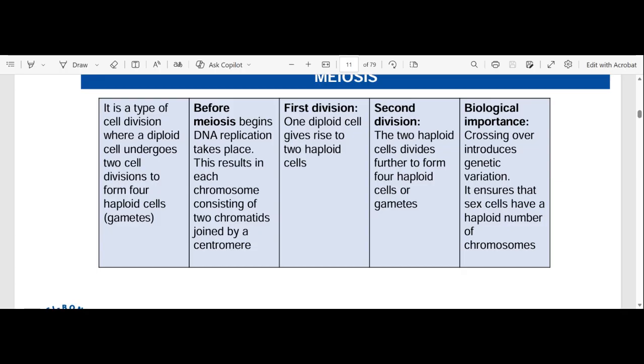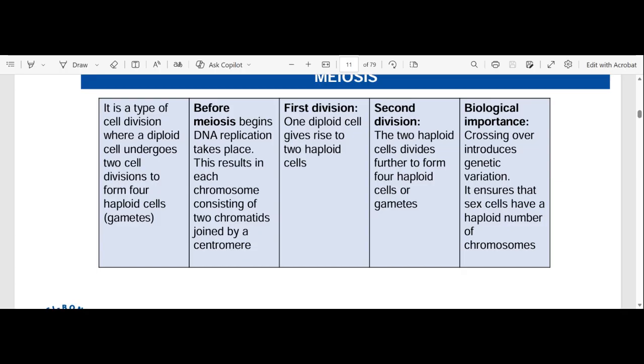So it means that we halve the number of chromosomes. If you're starting with 4, you're ending with 2. If you're starting with 8, you're ending with 4. If you're starting with 10, you're ending with 5. So we're halving the number of chromosomes, right? Okay, let's go to the second division.